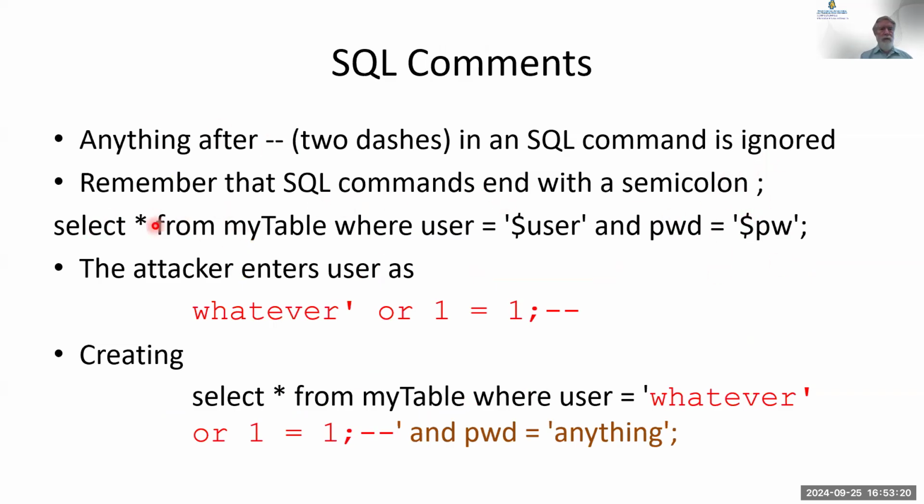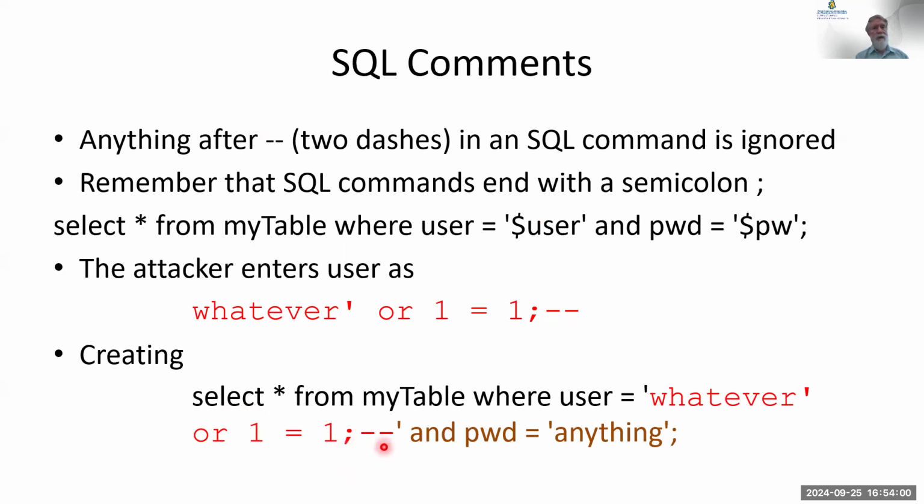So let's just do the usual select star from my table where user ID equals and password equals that. And the attacker enters for the username, whatever, which doesn't matter, quote, or 1 equals 1. Note the numbers don't need quotes around them. Semicolon dash dash. That's a comment. So we end up with select star from my table where user equals whatever, unimportant, or 1 equals 1. 1 always equals 1. That's always true. Don't need the quotes. And then a semicolon ends the SQL statement.